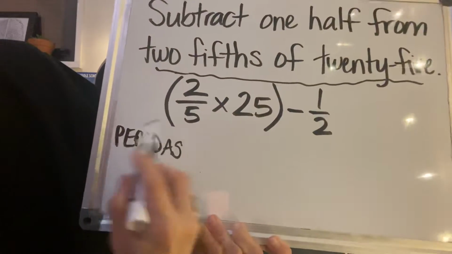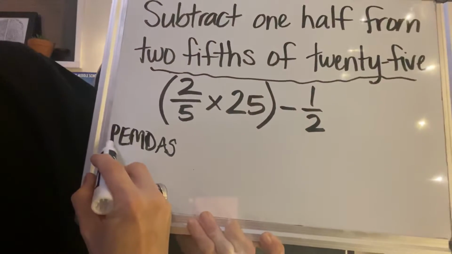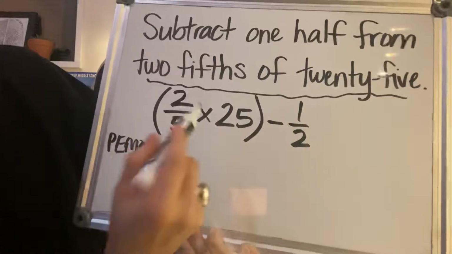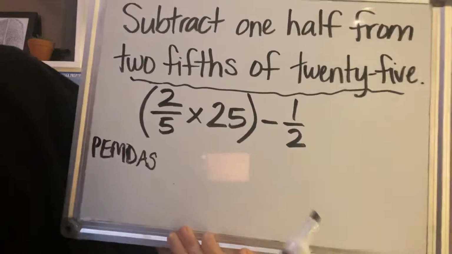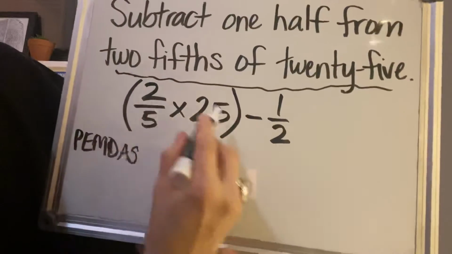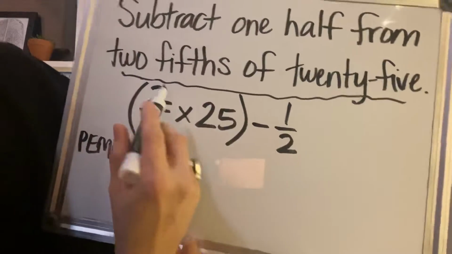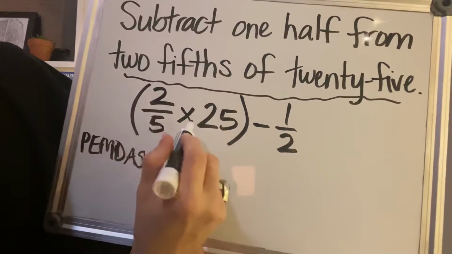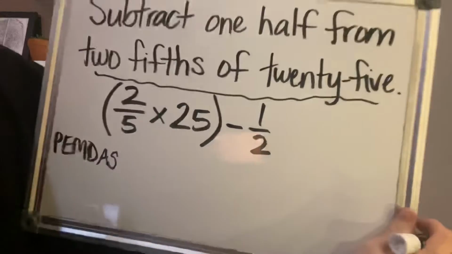That means we solve for parentheses first if they exist. Do they exist here? Yes, they do. Perfect. So let's solve the stuff in parentheses first. What is 2/5 times 25?